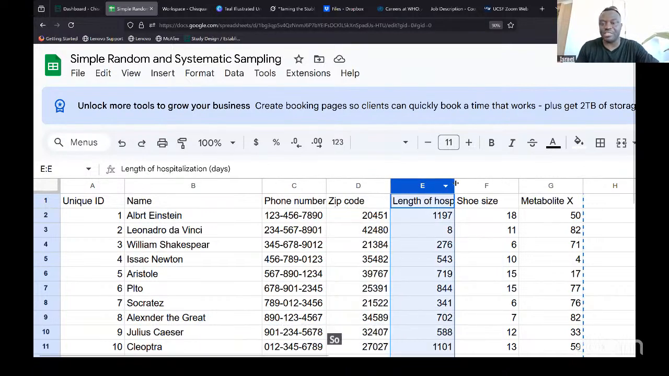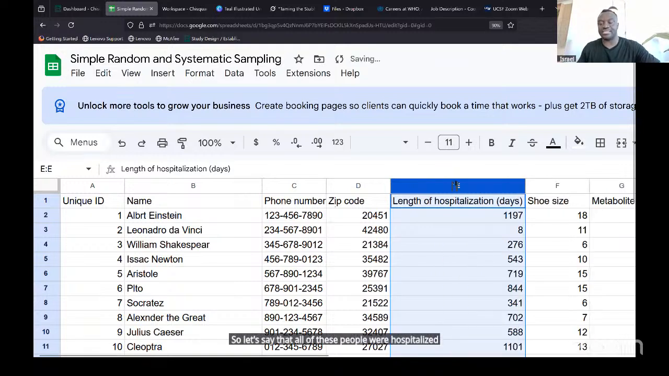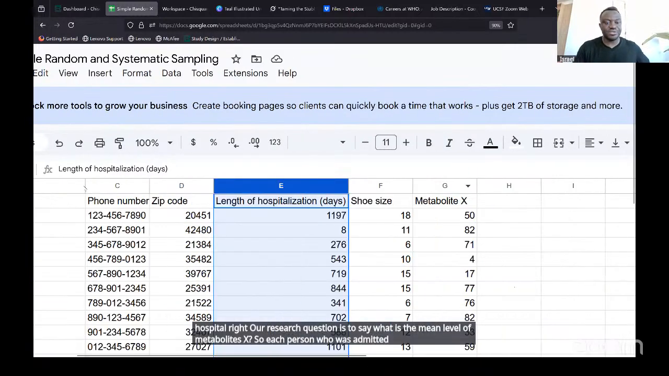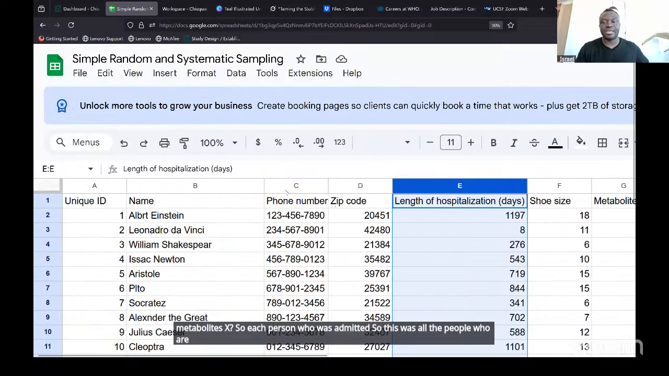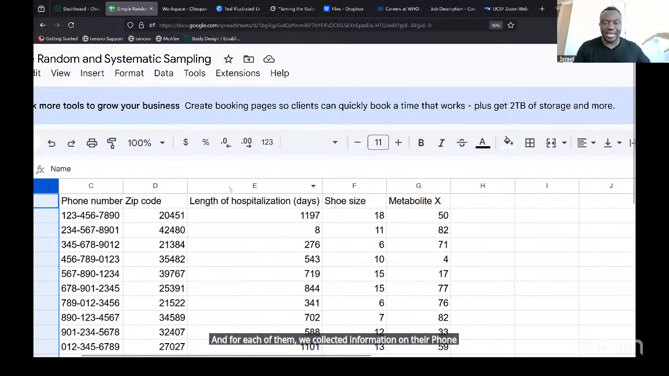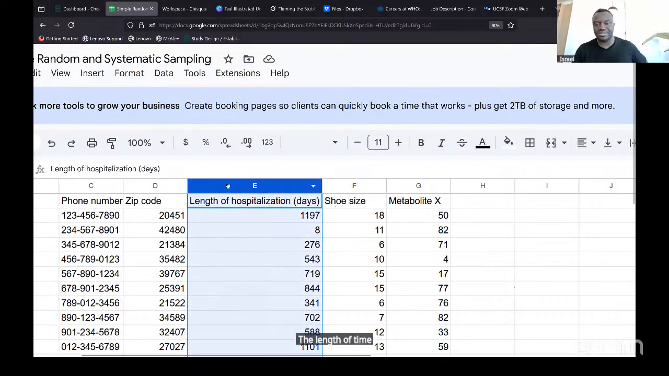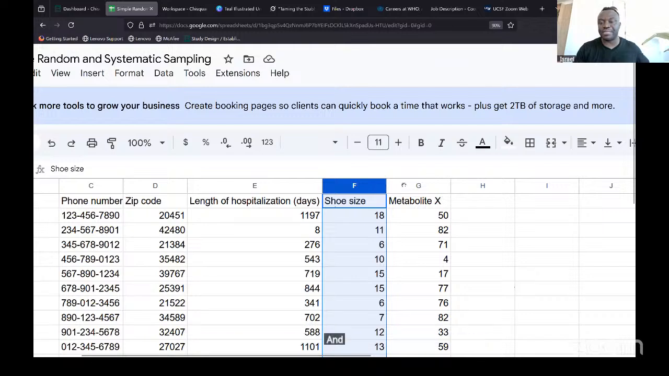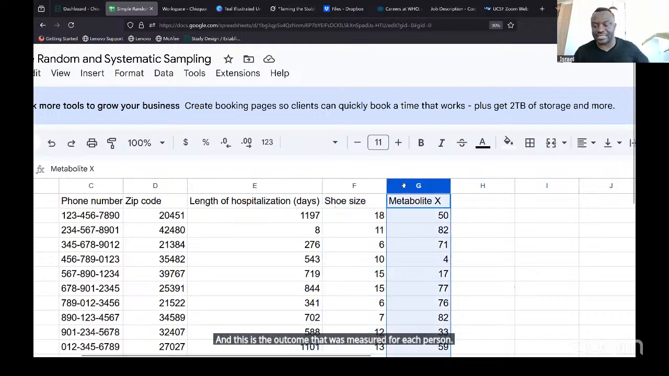So let's say that all of these people were hospitalized in a hospital, right? And our research question is to say, what is the mean level of metabolite X? So these were all the people who were admitted in the hospital. For each of them, we collected information on their phone numbers, their zip codes, and the length of time they spent in hospital. We also collected information on their shoe size. I'm not exactly sure why we did that, but somebody felt it was important to measure their shoe sizes. And this is the outcome that was measured for each person, metabolite X.